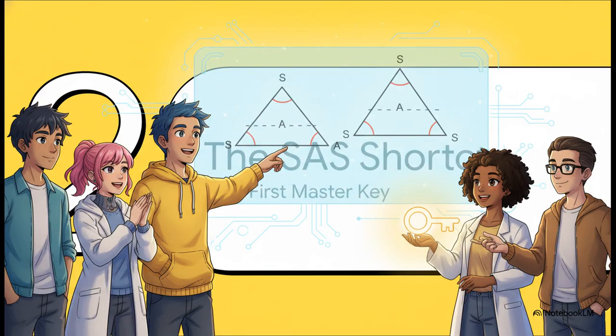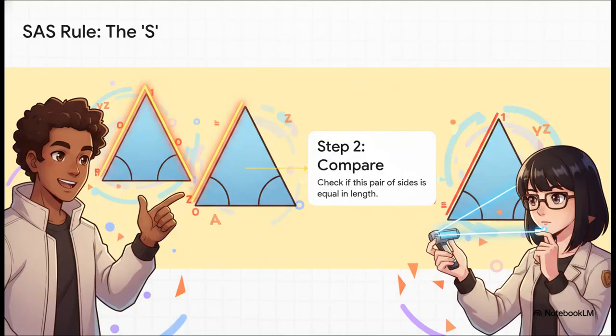There are shortcuts. And our first master key is something called the SAS rule. That stands for side, angle, side. Let's break down how this awesome tool unlocks congruency. Okay, let's start with the first S. It stands for side. So step 1 is just to check if one pair of matching sides in both triangles is equal in length. If they match up, boom, we've found our first piece of the puzzle.